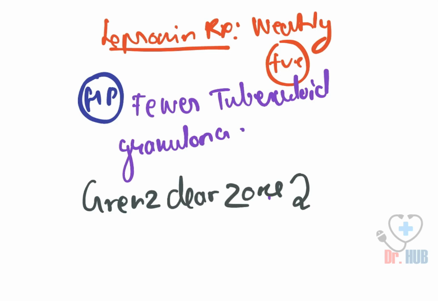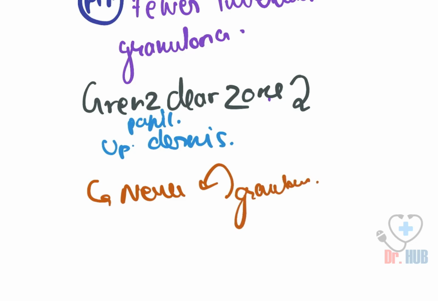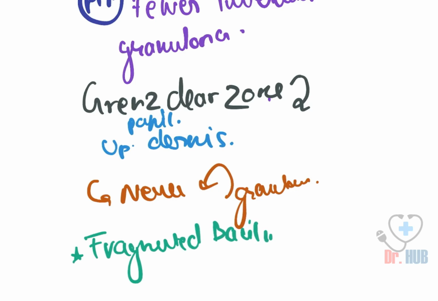And this is present in the upper papillary dermis, and they start to form. Next, the nerves are replaced by the granulomas. And next, looking at the fragmented bacilli, there is also the fragmented bacilli, so they are seen with the AFB stain.